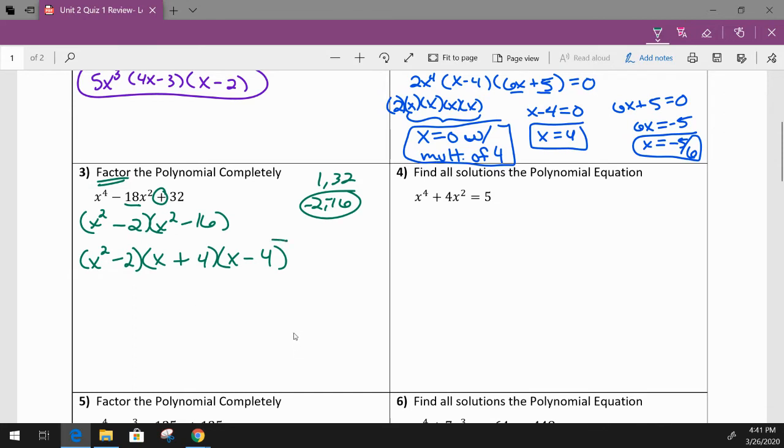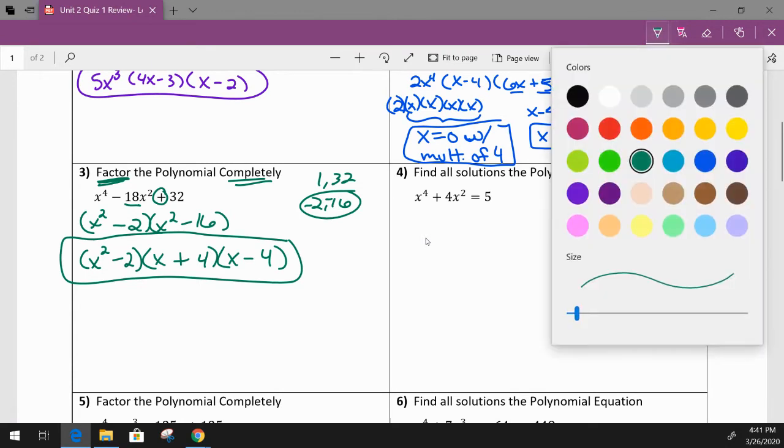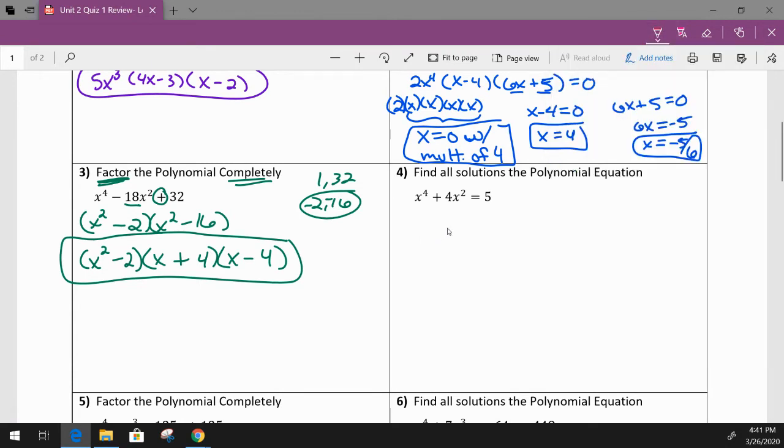All right, so this is now factored completely. If you're just factoring completely, you are not solving. You are not getting a solution for x. You're just factoring as much as you can. The next one is the one that we are solving.